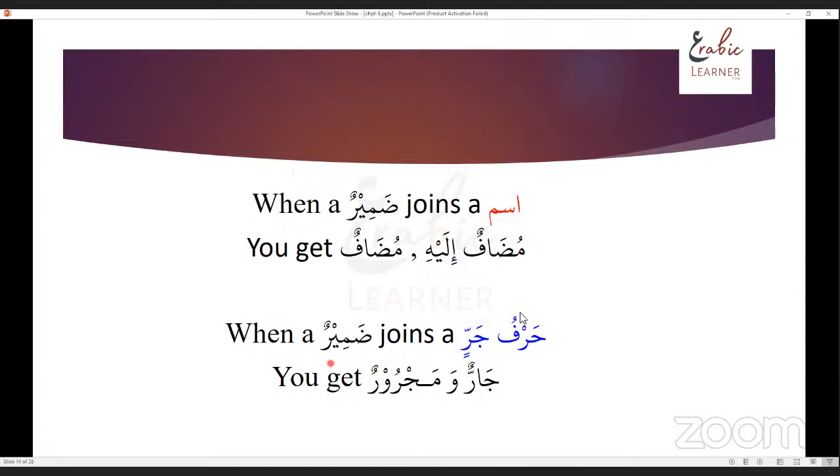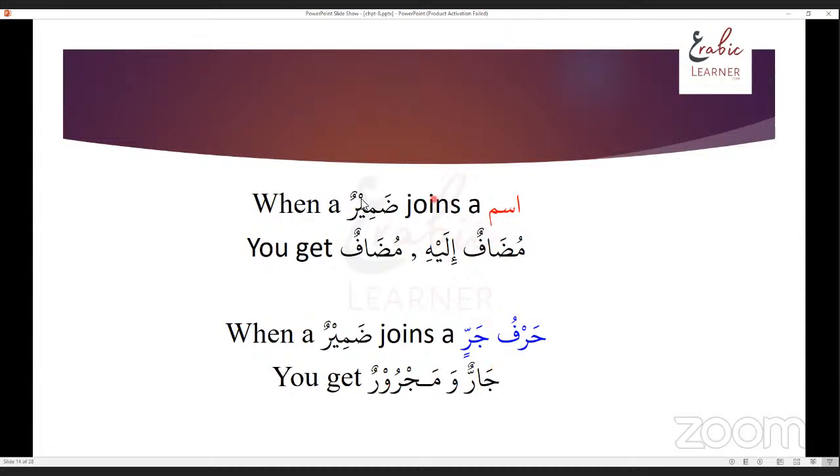And in the two examples that we did yesterday, when a dhamir attaches to the ism, you get a combination of mudaf, mudaf ilayh, and the dhamir comes as mudaf ilayh. So this was an example of dhamir in the status of jar. So dhamir is always majroor when it gets attached to any ism, because it comes as mudaf ilayh. In the same way, when the dhamir gets attached to harfu jar, it also comes as majroor, because anything coming after harfu jar becomes majroor.